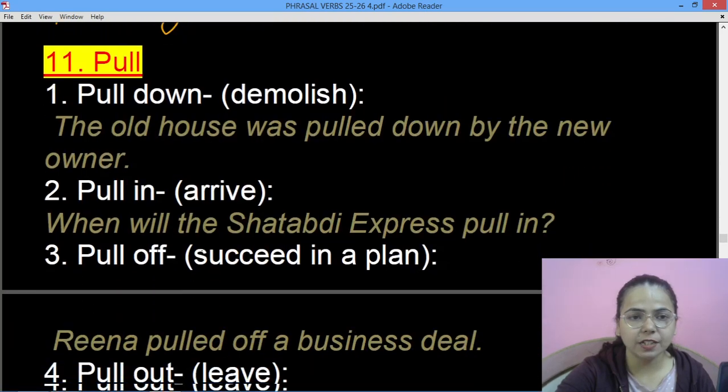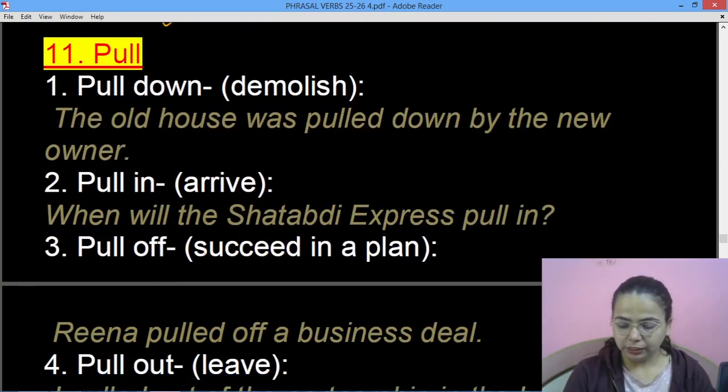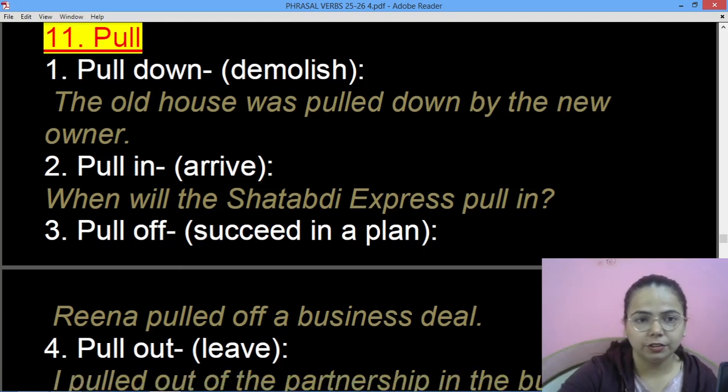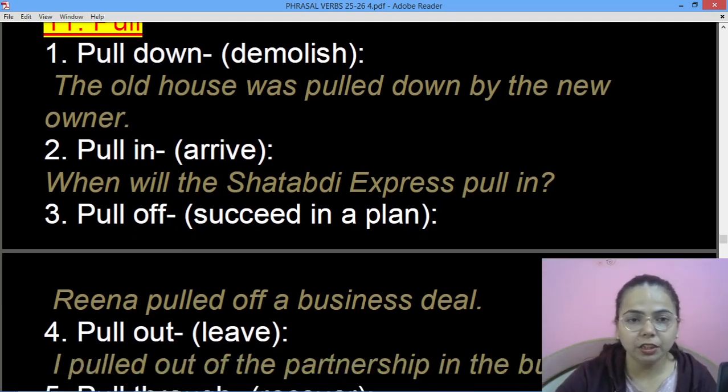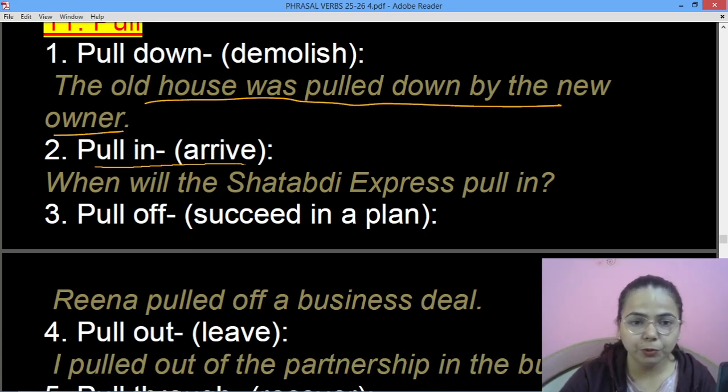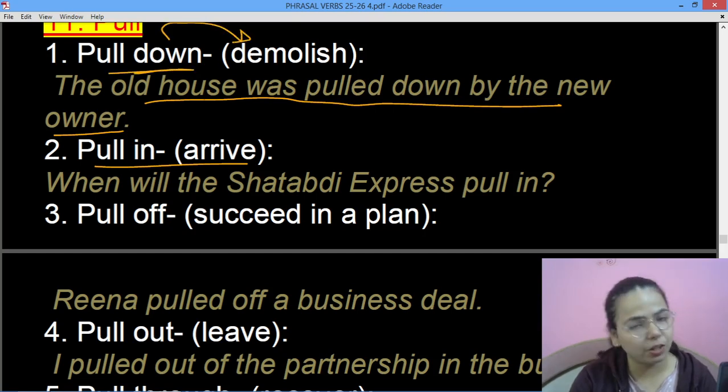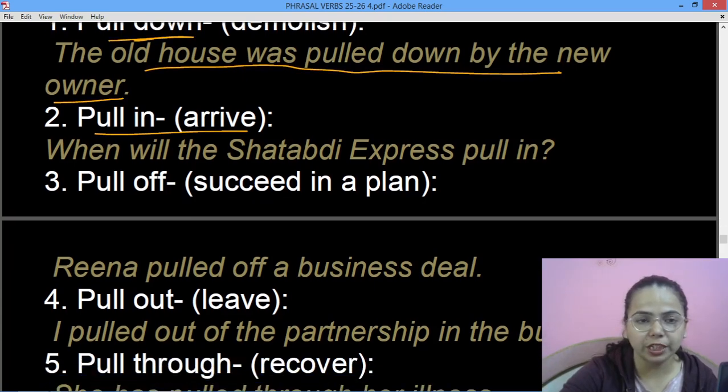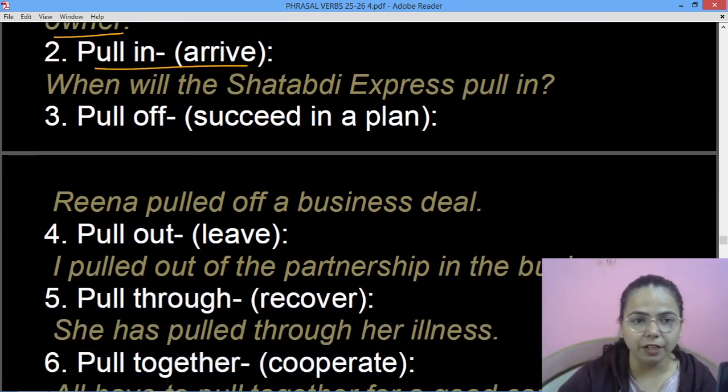Then next is the word pull. Okay, pull. The old house was pulled down by the new owner. Pull down means to demolish something. The old house was pulled down means उसको तोड़ दिया गया था. Pull in means to arrive. When will the Shatabdi Express pull in?